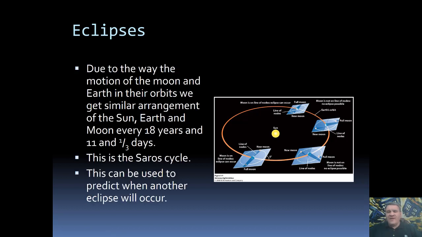Now, because of the way that the Earth goes around the Sun and the Moon goes around the Earth, we actually get a repeating cycle of phases. This is what is known as the Saros cycle, and we get the exact same alignment of the Sun, Earth, and Moon every 18 years, 11 and 1/3 days. Now this doesn't mean we only get eclipses every 18 years, 11 and 1/3 days. It means that we get the same type of eclipse every 18 years, 11 and 1/3 days.